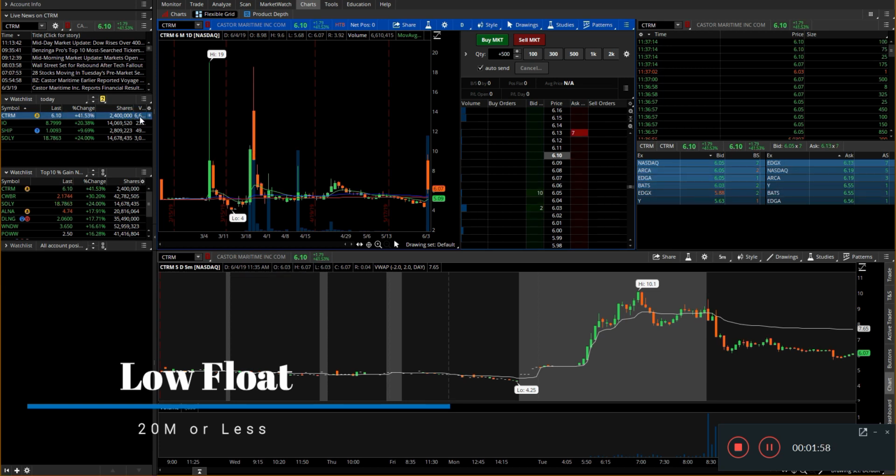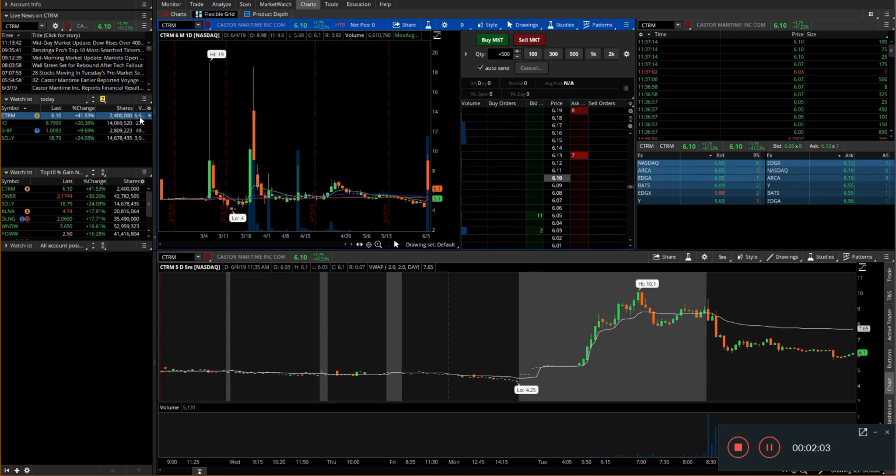If you do want to find the accurate float, the actual float, you can go to Yahoo Finance, type in the ticker symbol. So say you just type in Yahoo Finance CTRM. And then a little ways down the page, you would hit statistics and you would go down until you saw the float, and it would show you the float. So that's an easy way to find the float. But like I said, on Thinkorswim, the shares are usually close to the float, so that's just what I use.